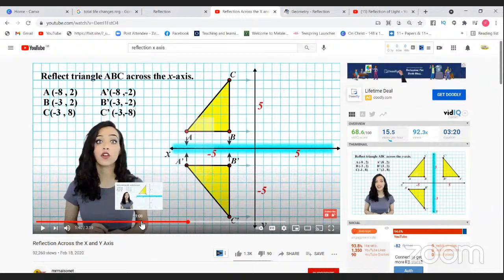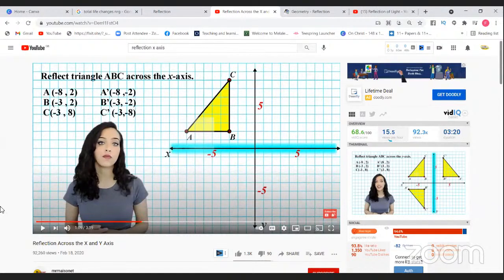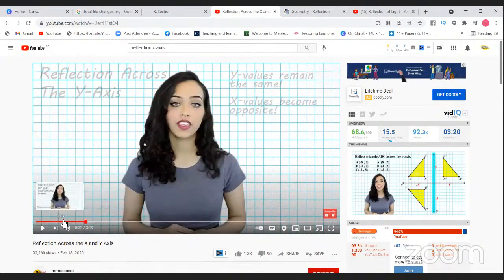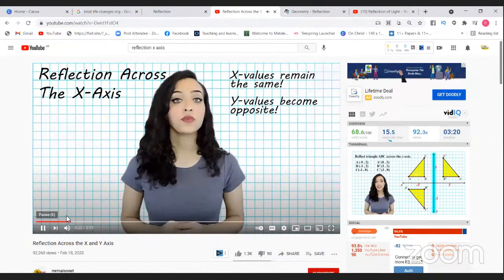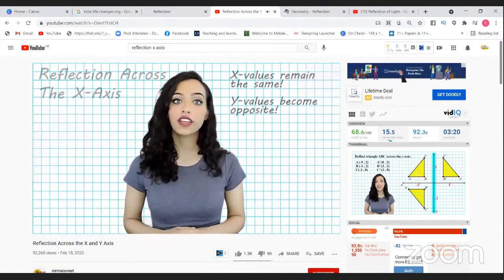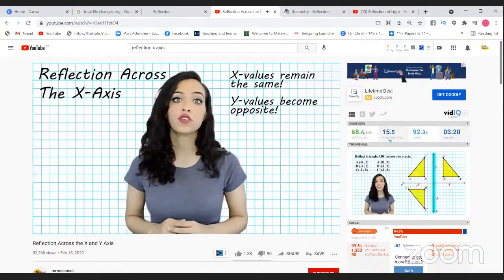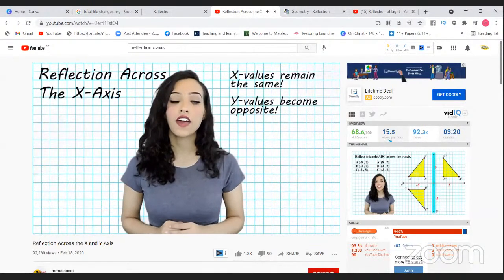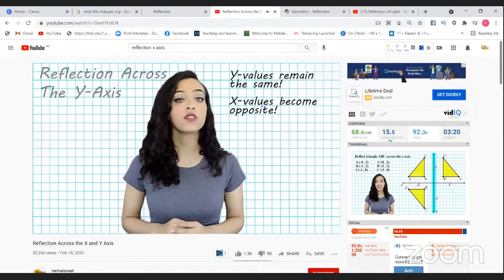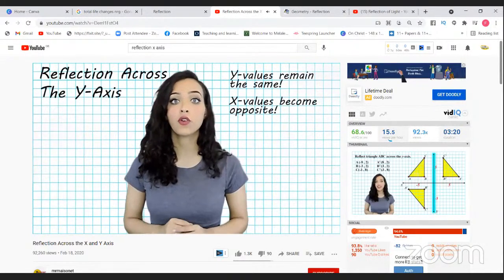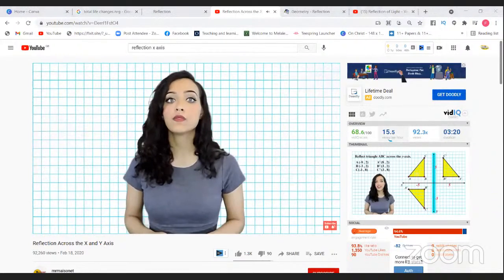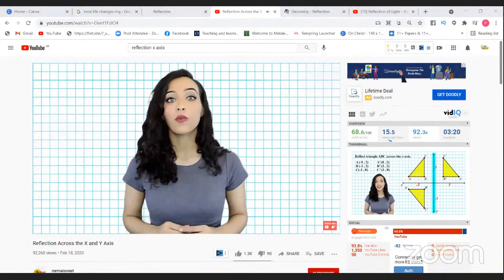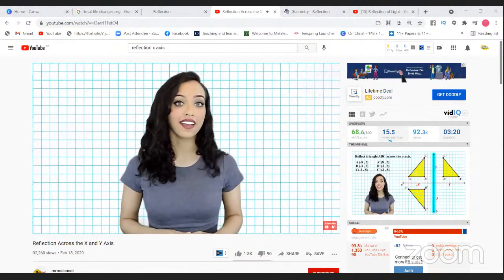Let's go back to what happened with the x values. Let's pick up the video from here. The same, and the y values become opposite. Whenever reflecting across the x-axis, the x values of the original coordinates stay the same, and the y values become opposite. And when reflecting across the y-axis, the original y values of your coordinates stay the same, and your x values become opposite. Let's demonstrate the rules of reflection with two examples: one reflection across the x-axis and one across the y-axis.